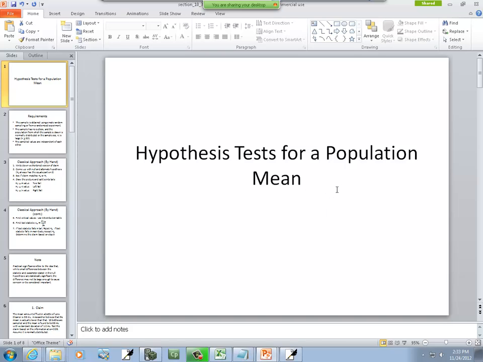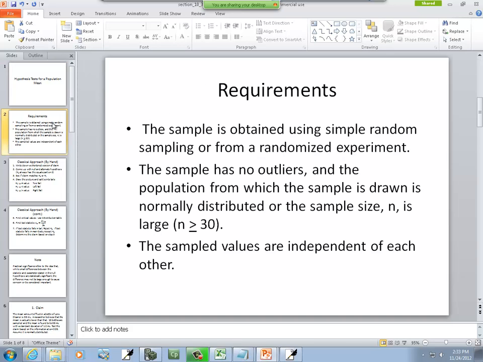Okay, this is a hypothesis test for a population mean using a classical approach by hand. The requirements for use: samples obtained using simple random sampling or from a randomized experiment, the sample has no outliers, and the population from which the sample is drawn is normally distributed, or the sample size n is large, n is greater than or equal to 30. The sampled values are independent of each other.